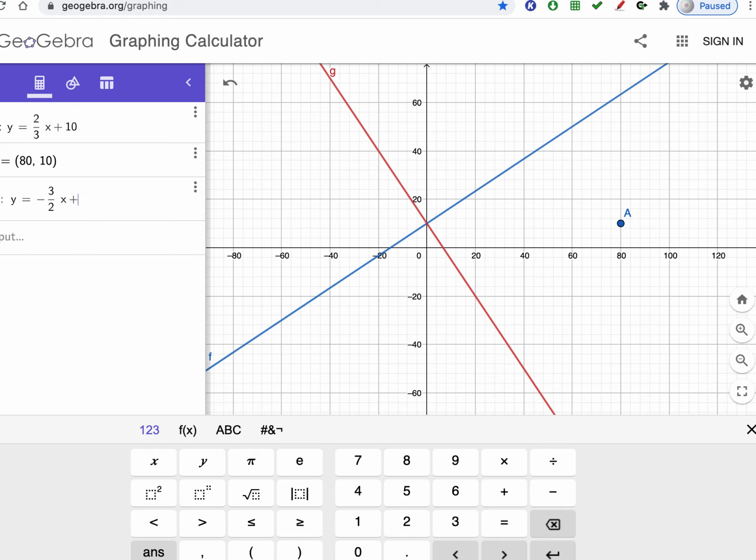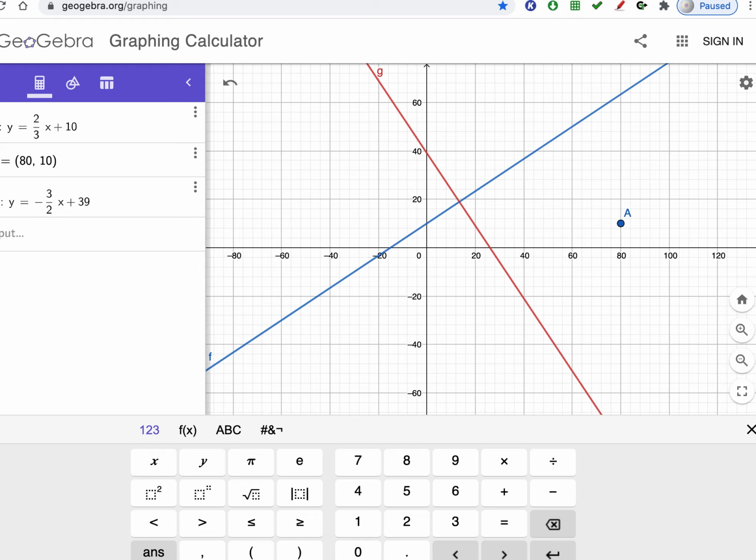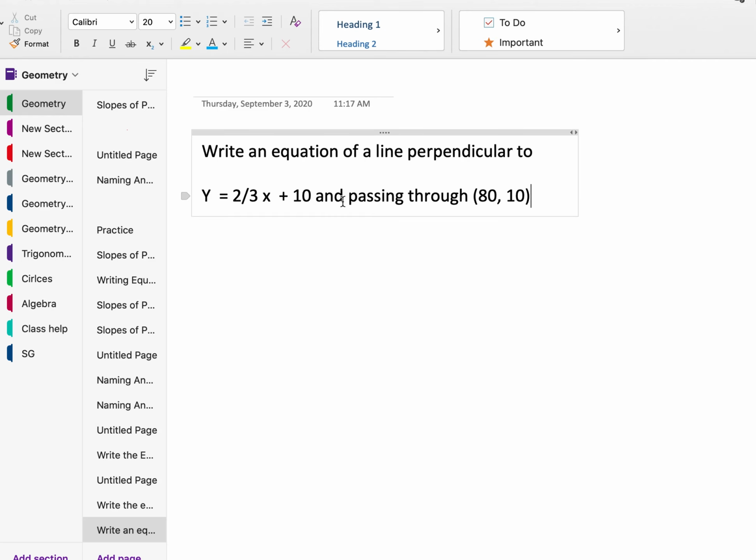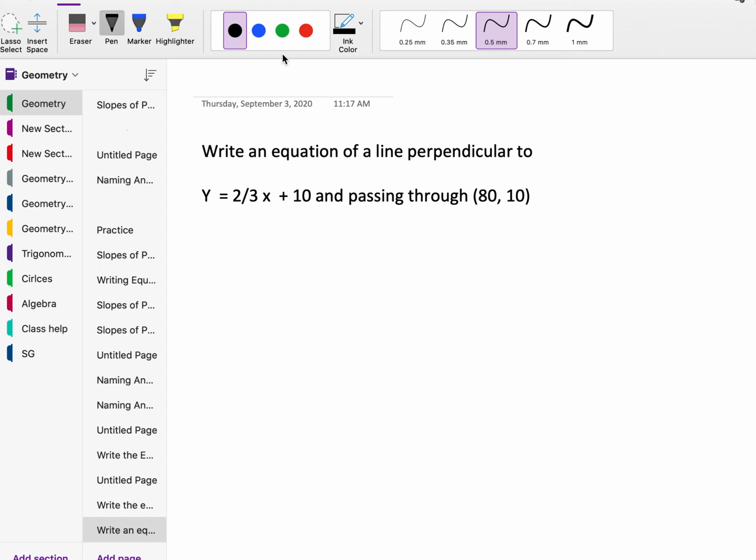So you can't sit here and guess and check and guess and check. You want exact answers, which algebra allows you to do without even seeing it. You become a little computer. So what we first did was we put in the new slope and it became perpendicular.